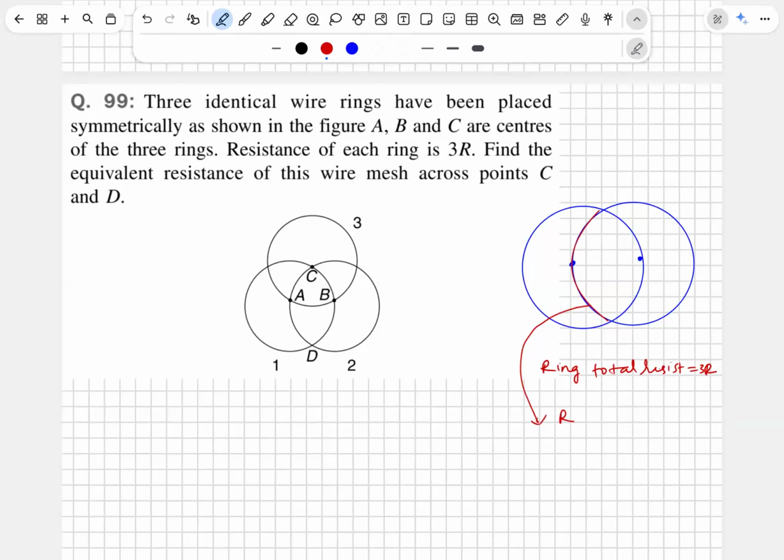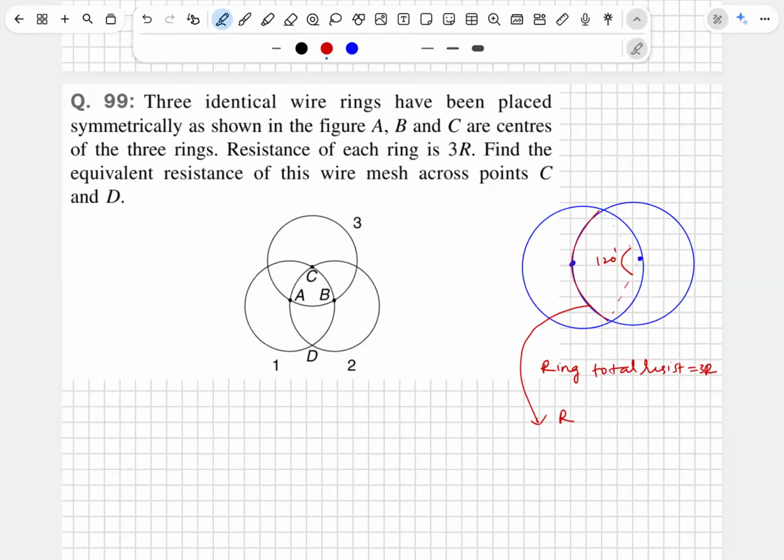Right. Any doubts? Any doubts? When they are passing through centers, this arc subtends an angle of 120 degrees. It is a geometric. Obviously, that should be 1/3 of the length. 1/3 of the length means total 3R resistance means that only shaded parts are R. That is the first statement.